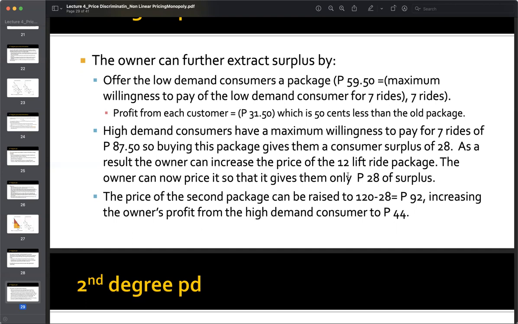That's always the comparison. As a result, the owner can increase the price of the 12 lift ride package. So instead of offering them 32, you can now offer them 28 pesos. So it's 120 minus 28. In this case, the price for the 12 lift package is now 92. So you're offering them less money to stay with a high demand by lowering the attractiveness of the low demand. You're lowering the attractiveness of the low demand here because you're decreasing the quantities for the low demand.